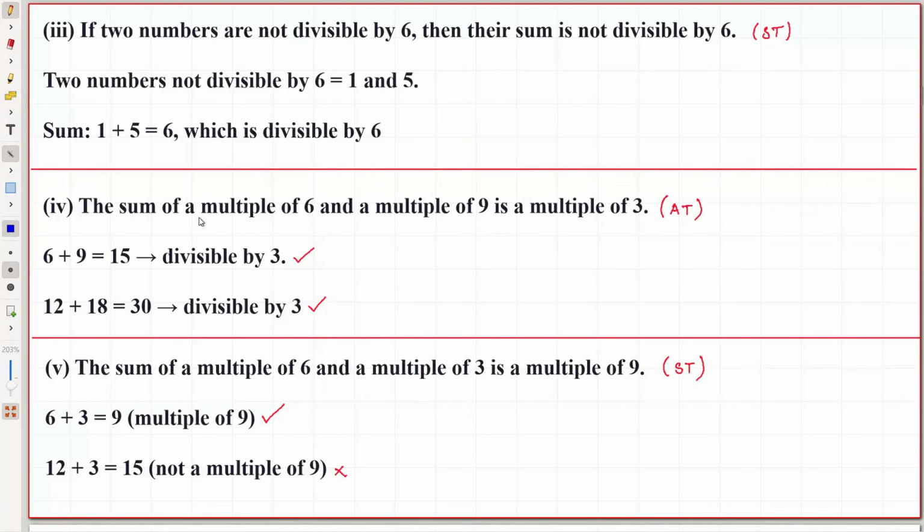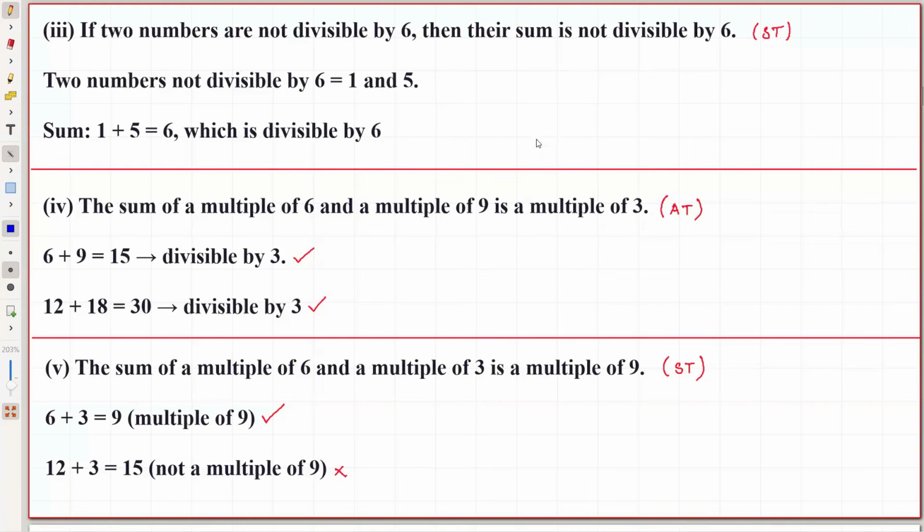Fourth one, the sum of a multiple of 6 and a multiple of 9 is a multiple of 3. This is always true. Take 6 and 9: adding these gives 15, and 15 is divisible by 3. Next, 6 twos are 12, 9 twos are 18. Next pair, 12 plus 18 is 30. 30 also is divisible by 3. So this will be always true.